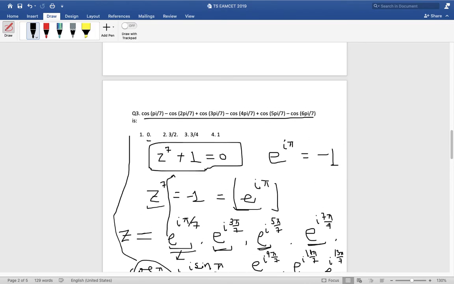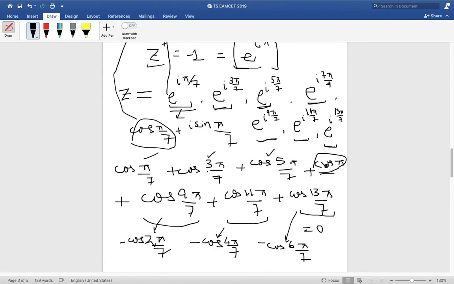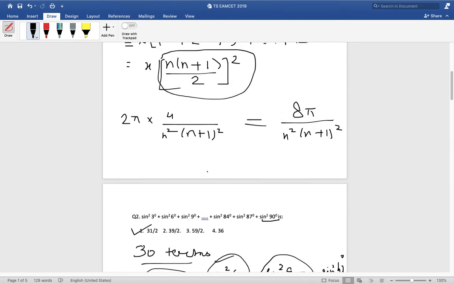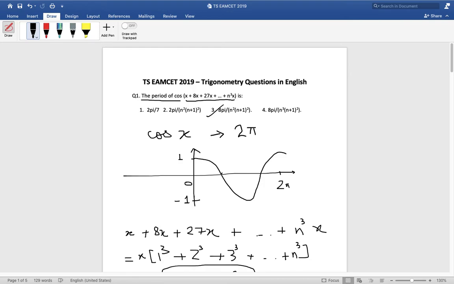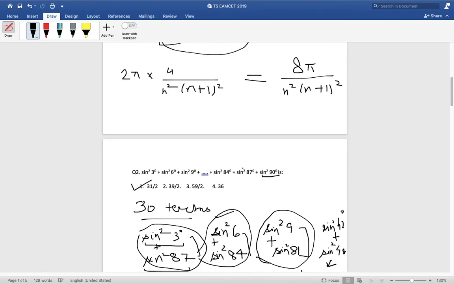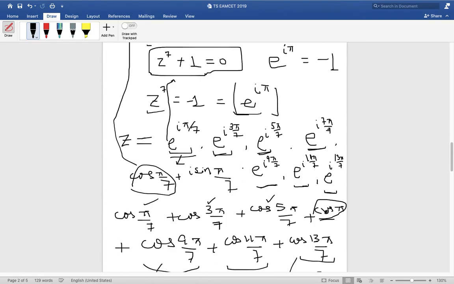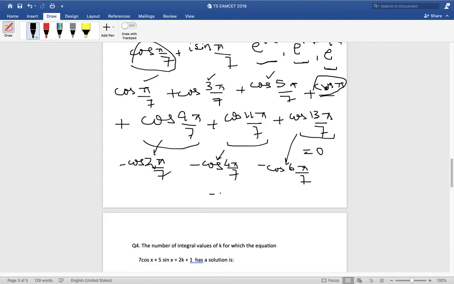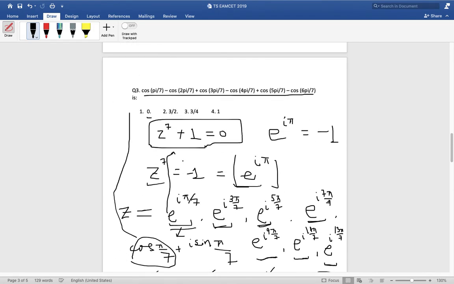So is this the answer? No, we have cos pi. Cos pi is what? Cos pi is minus 1, as we can see from the graph here. This is pi by 2 and this is pi. So cos pi is minus 1. And when you take the cos pi term to the right, you will get minus cos pi. Cos pi is minus 1. So minus of minus 1 is what? 1. So there you go.